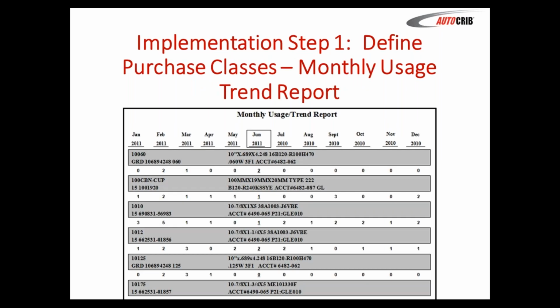AutoCrib offers more than 250 standard reports. Some of these reports can be utilized to determine these classes based on transactional history. For example, the monthly usage trend report located in the inventory category displays a 12-month running total of what was issued each month for each item. This report can help determine fast and slow-moving items.